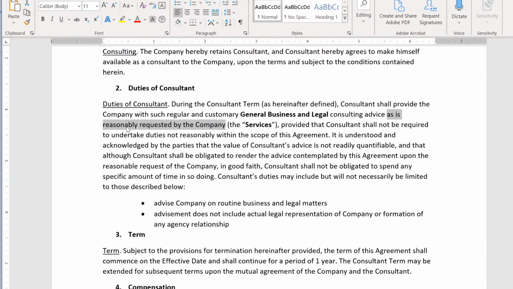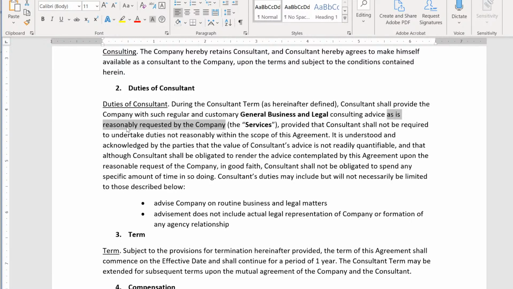So when you put "reasonably" in there, that gives both parties the latitude to be a little bit flexible. Because if you were to say, well, fighting a traffic ticket for the owner is general legal advice, I can say, in your mind it might be general legal advice, but it's not reasonable for you to request me to take care of personal business on a professional and company business contract.